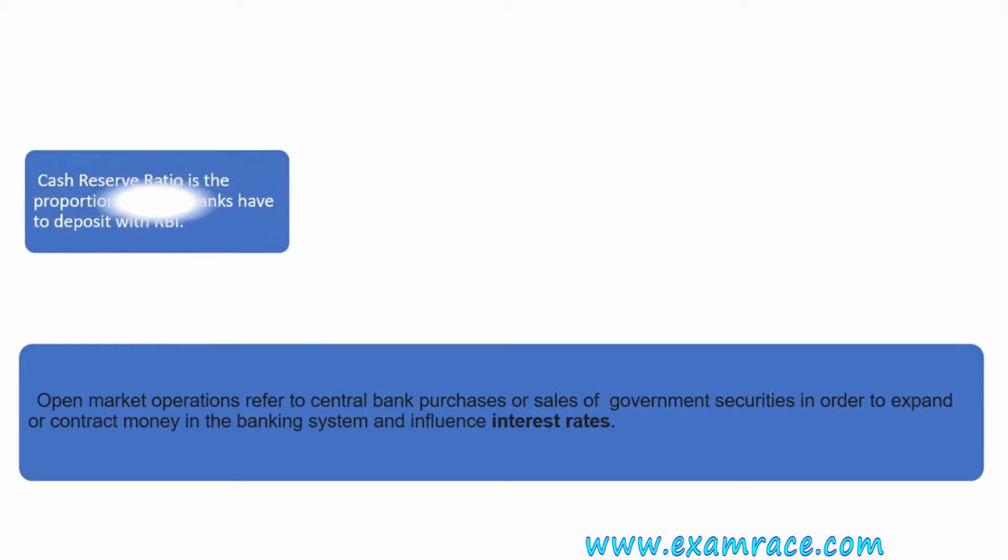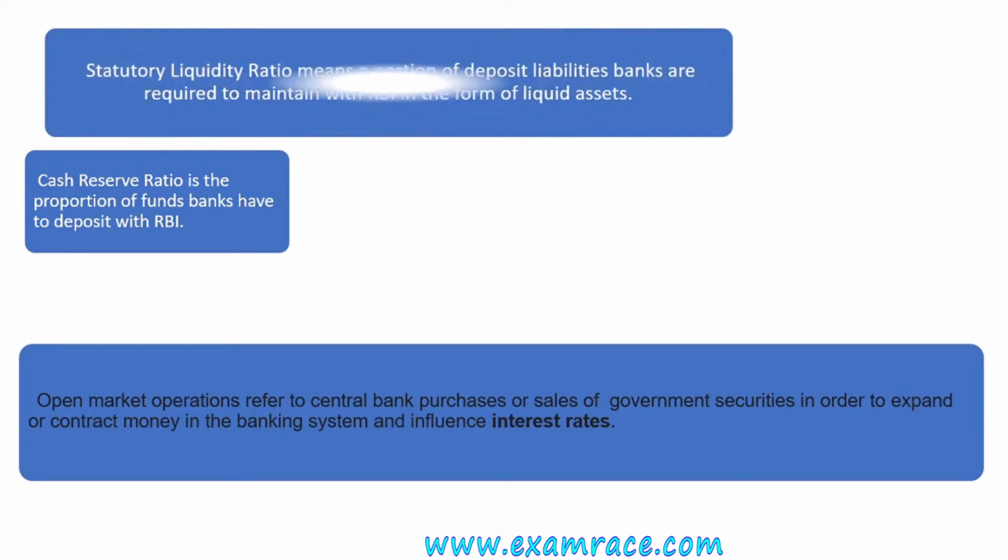Next is cash reserve ratio. It is the proportion of funds banks have to deposit with RBI. Any change in CRR percentage means either increased availability of funds with the banks or reduced funds available in the market. Unchanged CRR means no additional funds available for banks to lend. It is a very important aspect in the banking system.